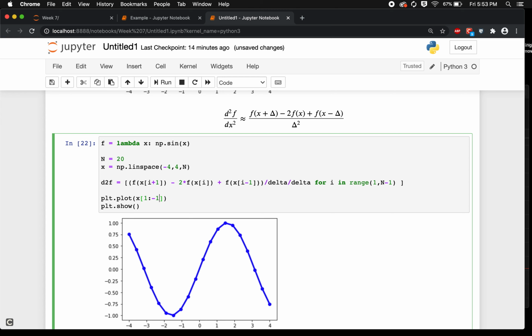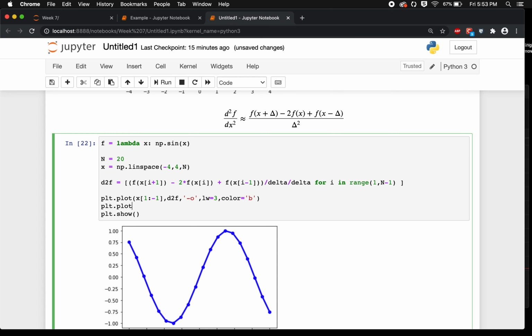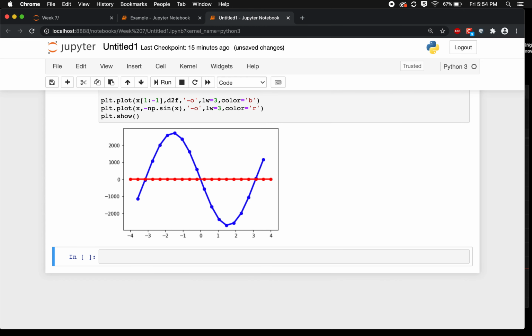I'm going to go 1 to minus 1, and I can do d2f. And then I'm going to do my values, so line width is equal to 3, color is equal to blue. And we also know that the second derivative of sine is just minus sine of x. And let's make this one red over here, color is equal to red. And then I run it.